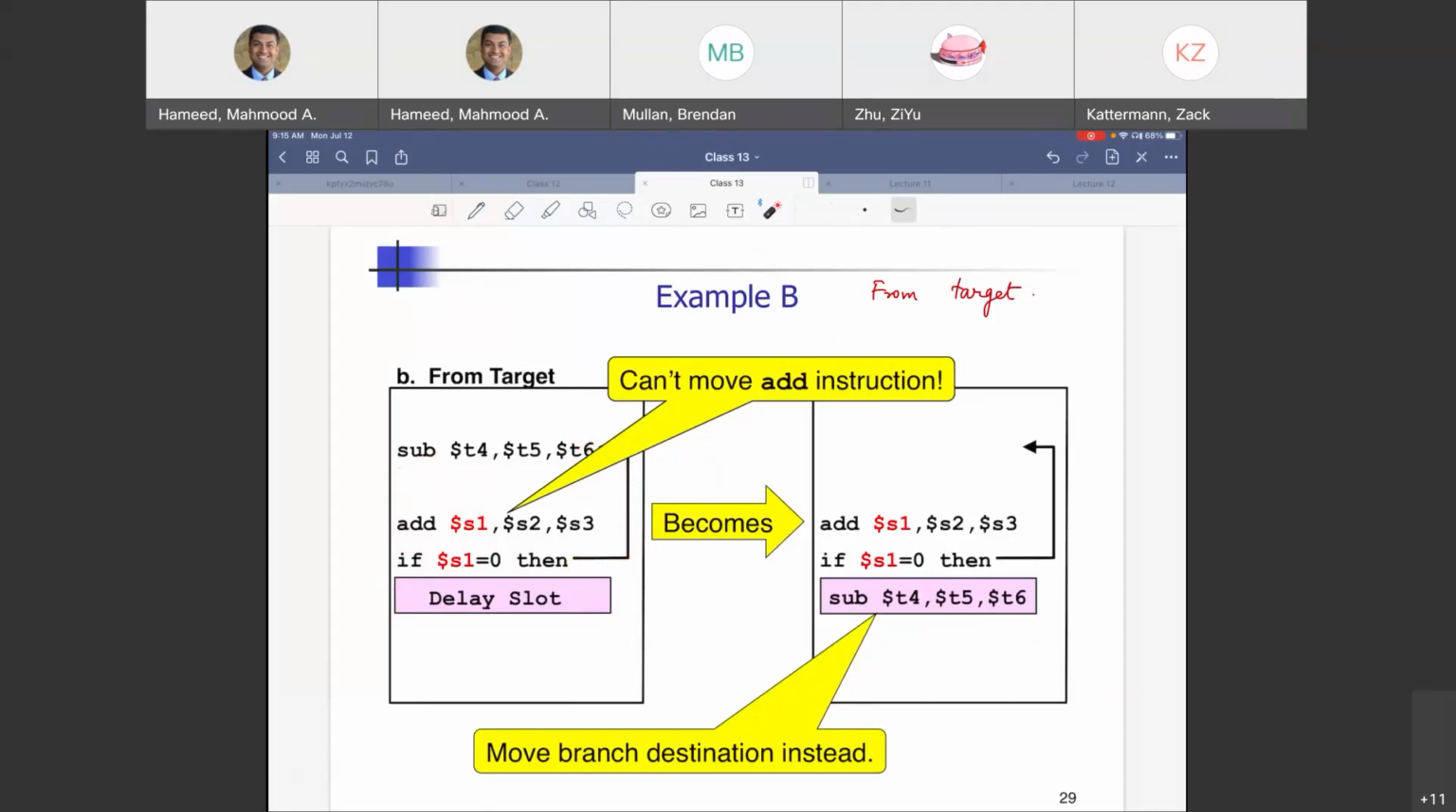When can you do this? You can do this if you are assuming that the branch is always taken, right? If you are in that prediction model where the branch is always taken, then you know that immediately after this, the branch is taken. So you are going to execute this subtract instruction. If that is the case, you just bring that subtract instruction into the delay slot. So this works really well when the prediction is branch taken. And it's called from target. Whatever you have at the target of the branch, that instruction is moved into the delay slot.